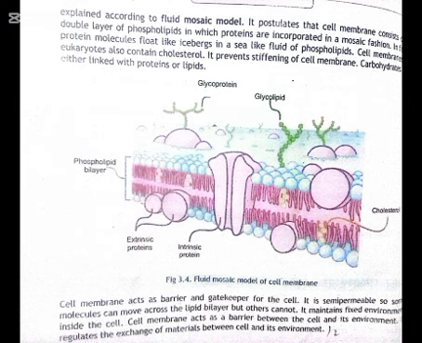Next one is the semi-permeable nature. One of the most important properties of the cell membrane is that it is semi-permeable. This means some substances are allowed to enter while others are stopped. So imagine the entrance gate of your school. Students and teachers are allowed inside, but strangers cannot enter without permission. Similarly, the cell membrane allows useful substances to enter the cell and prevents harmful substances from entering. This is why it is called semi-permeable or selectively permeable membrane.